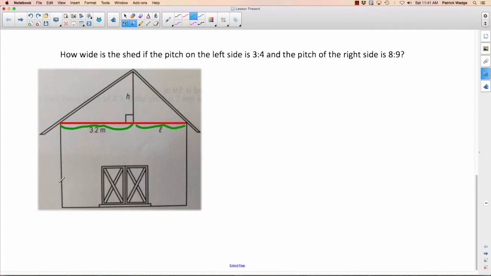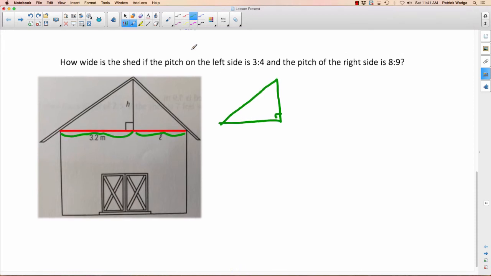But how are we going to do that? Well, it turns out you have to look at the two sides individually. So let's start with the left side. So that is this triangle. It tells us that the pitch on the left side is 3 to 4. Now remember, pitch is the same as slope. So what does the 3 refer to and what does the 4 refer to then?